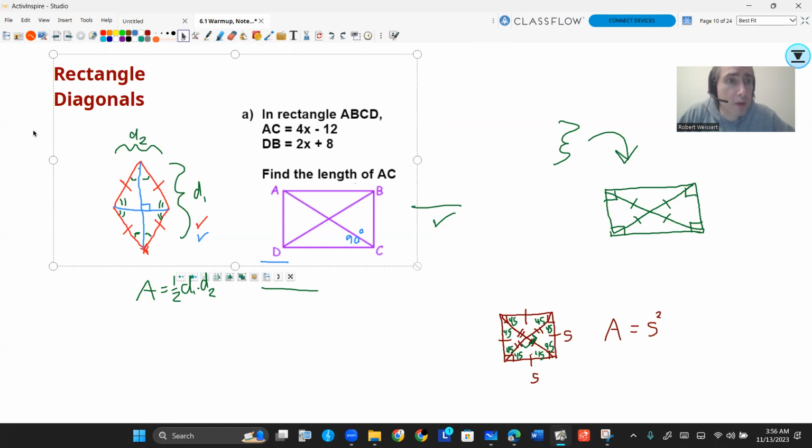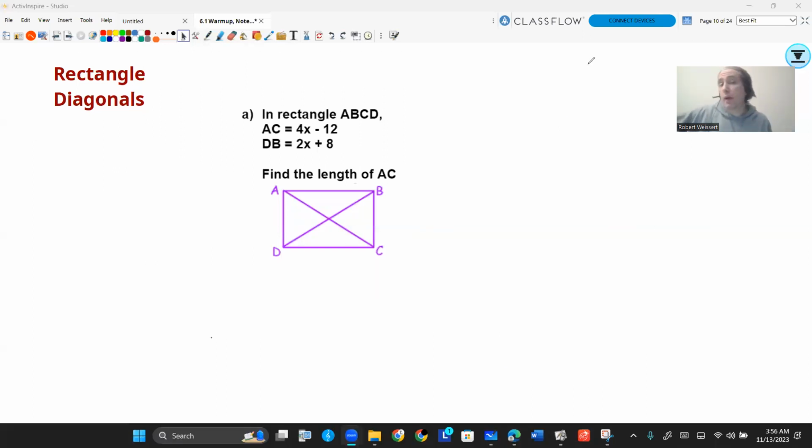All right, so in this problem here, we're dealing with a rectangle, and we want to be able to find the length of AC. AC is a diagonal. So I want to know, what is that length here? I'm going to go ahead and highlight that so we can see what we're talking about. It's always good to draw a picture, even if you don't have one.